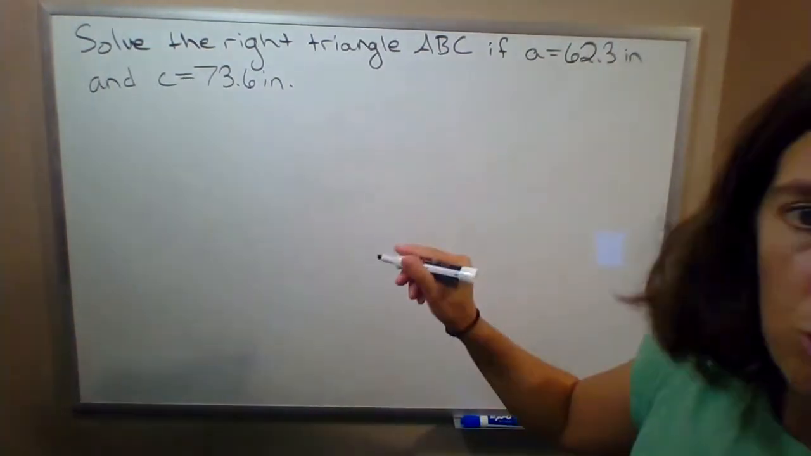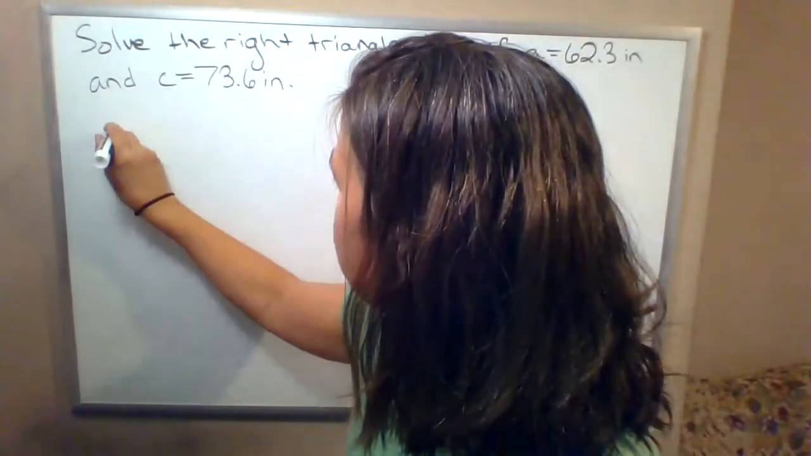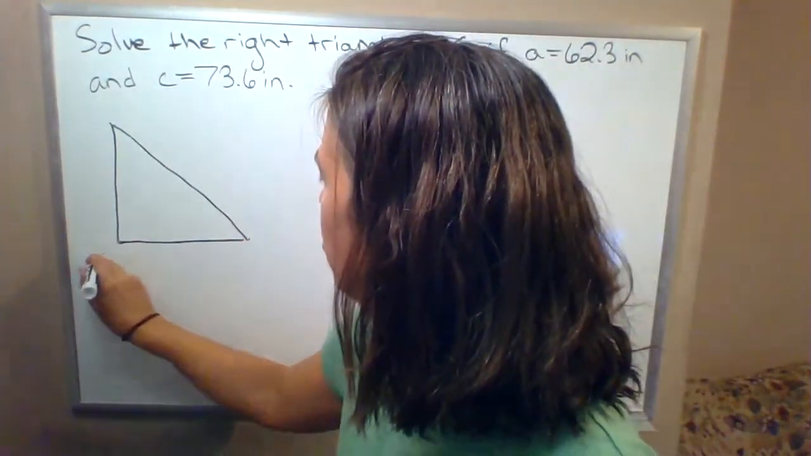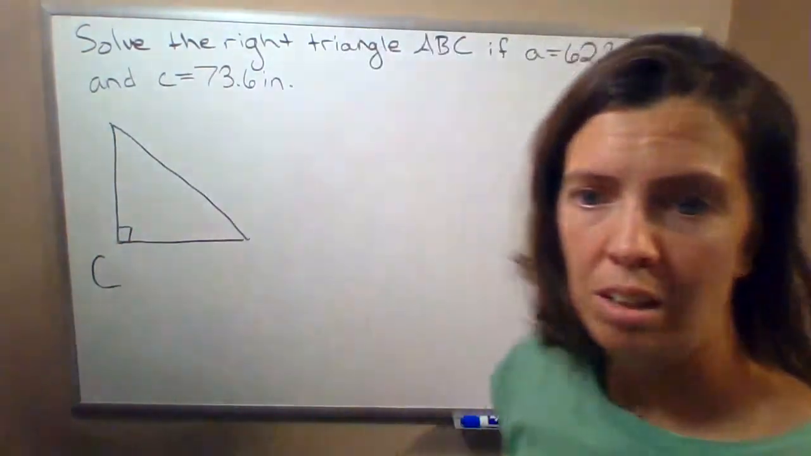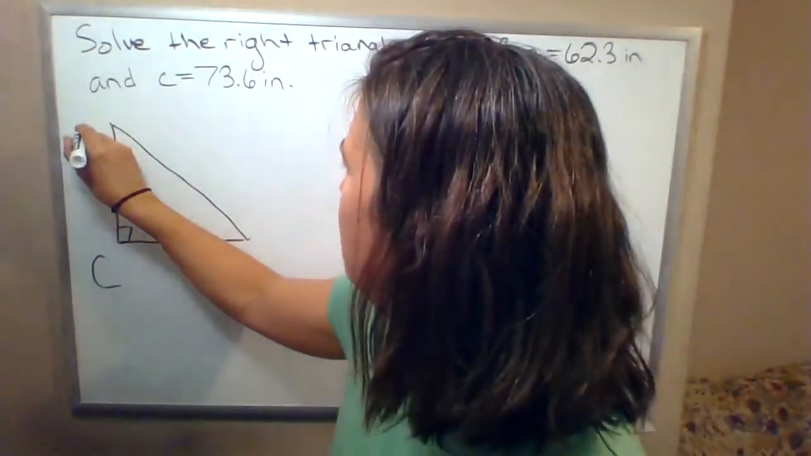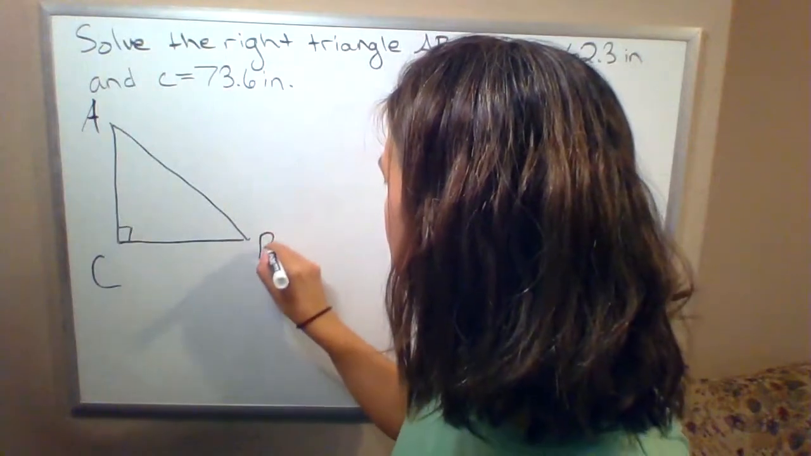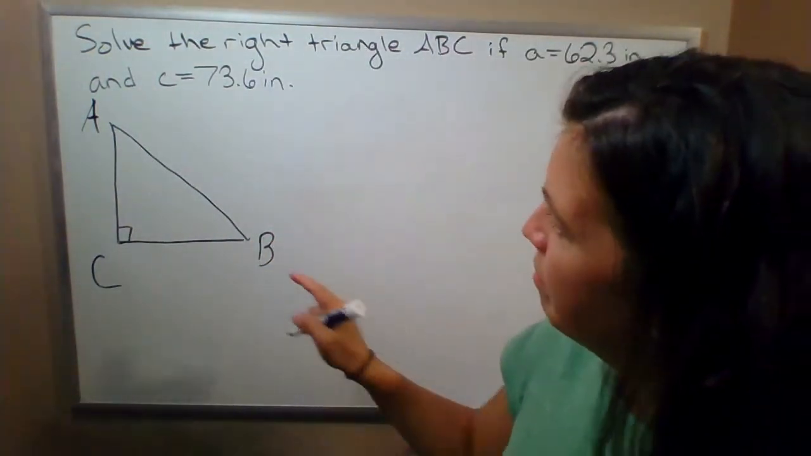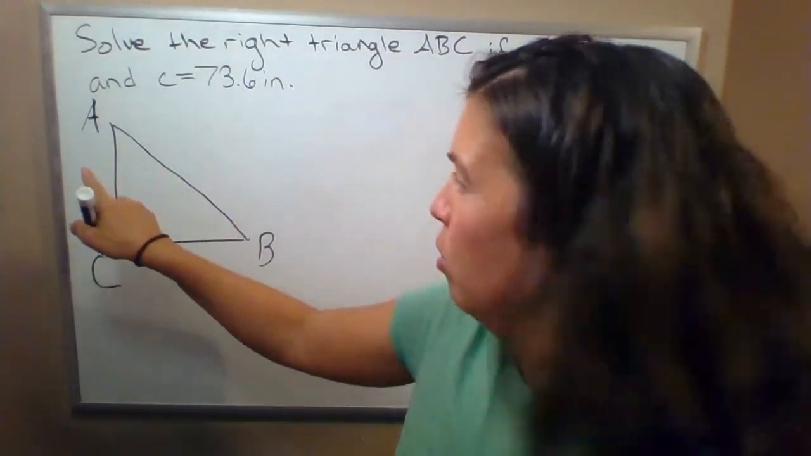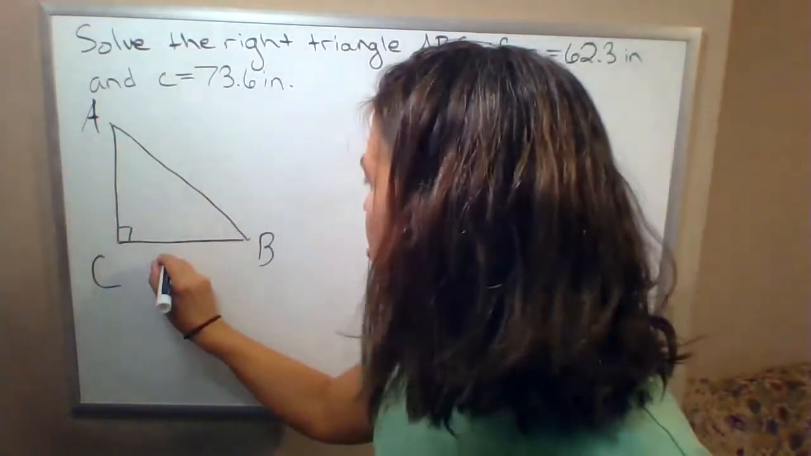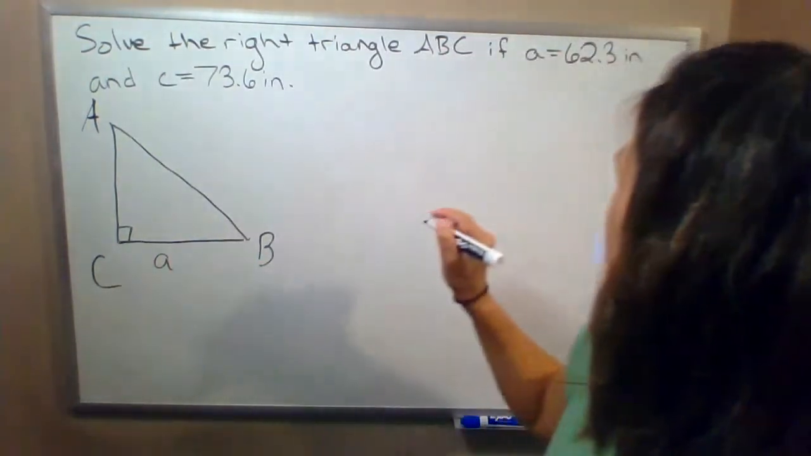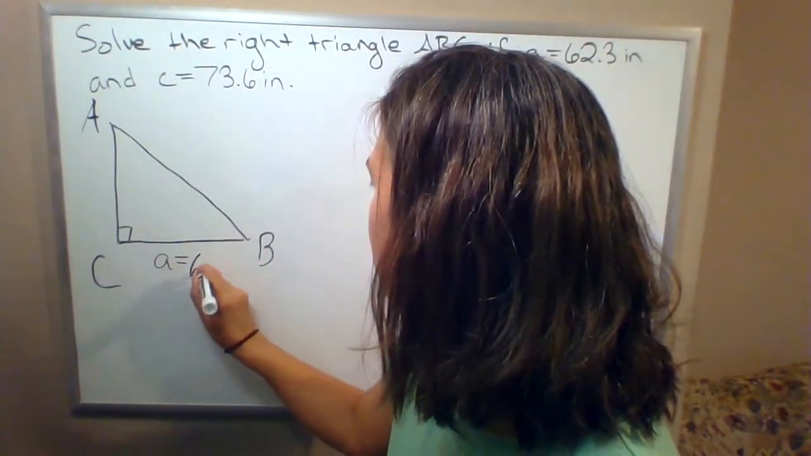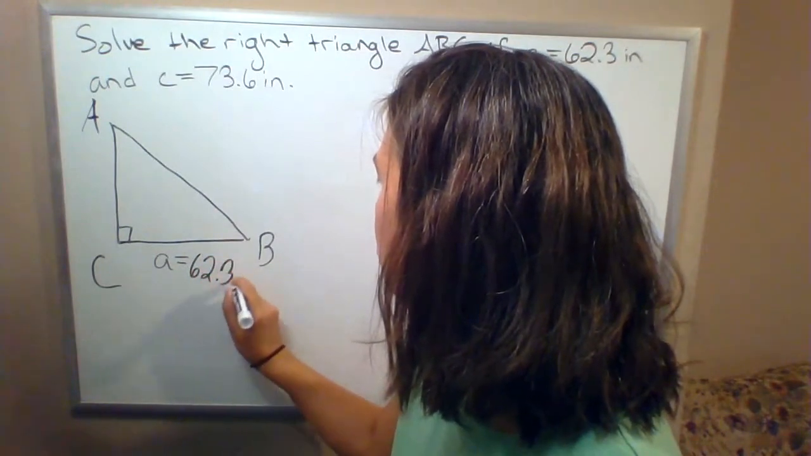So the first thing to do would be to draw yourself a diagram. Angle C is always the right angle, so this will be angle C in my diagram. And then you can label A and B whichever way you want. Then you label the sides opposite of the corresponding angle. So here's angle A, then this would be side a, which we were given that the length of side a is 62.3 inches.